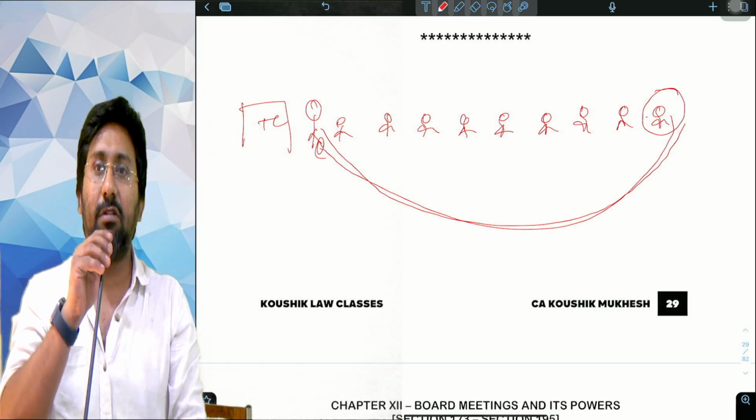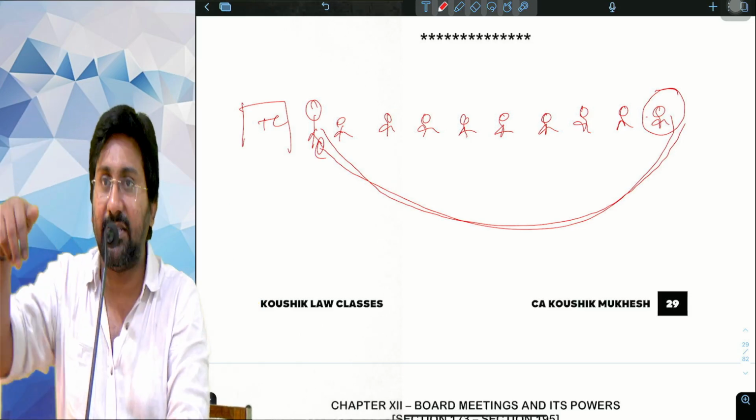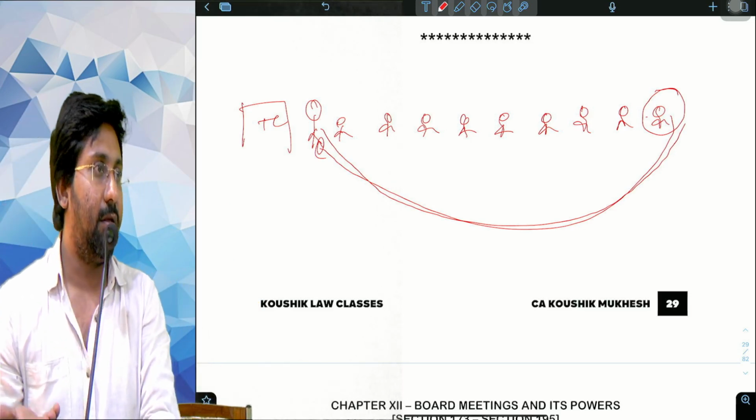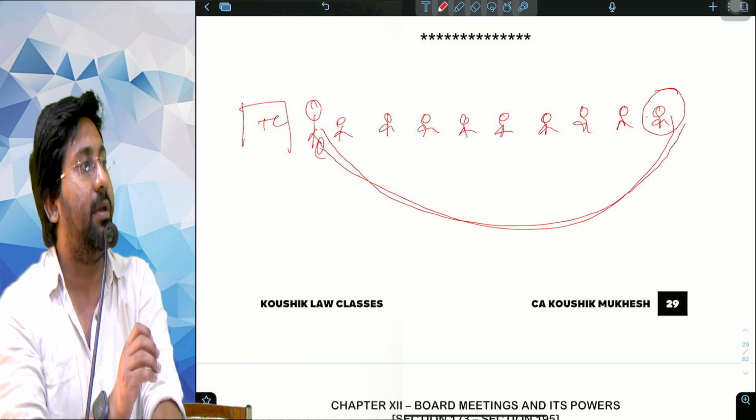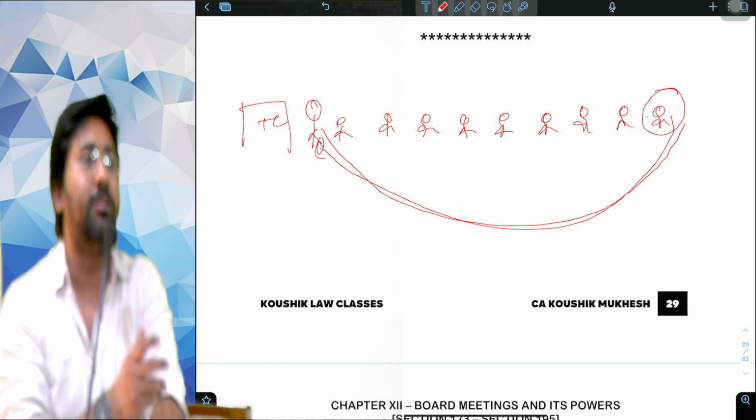So levered betas will always be higher than unlevered just because of this simple reason. Unlevered beta means only a beta which is equity shared. Levered beta means both equity and debt.